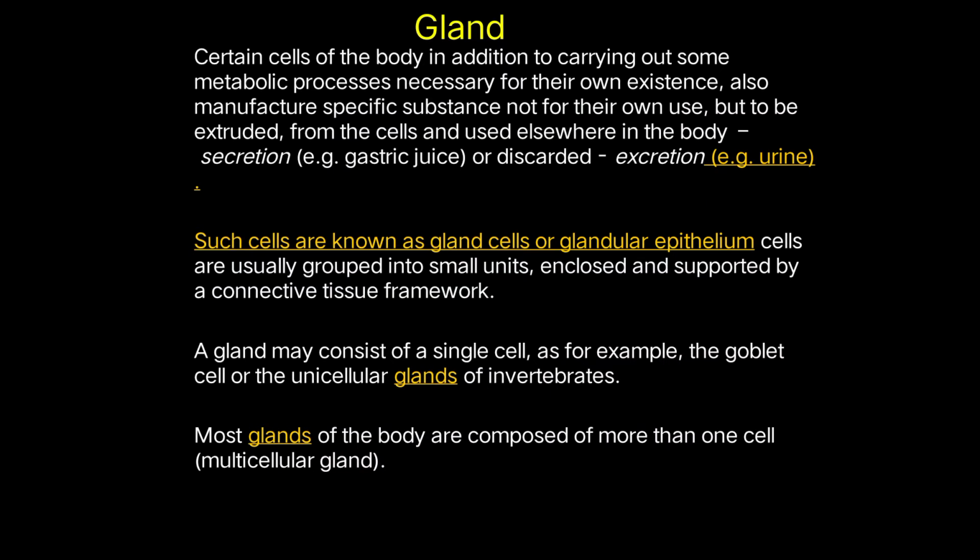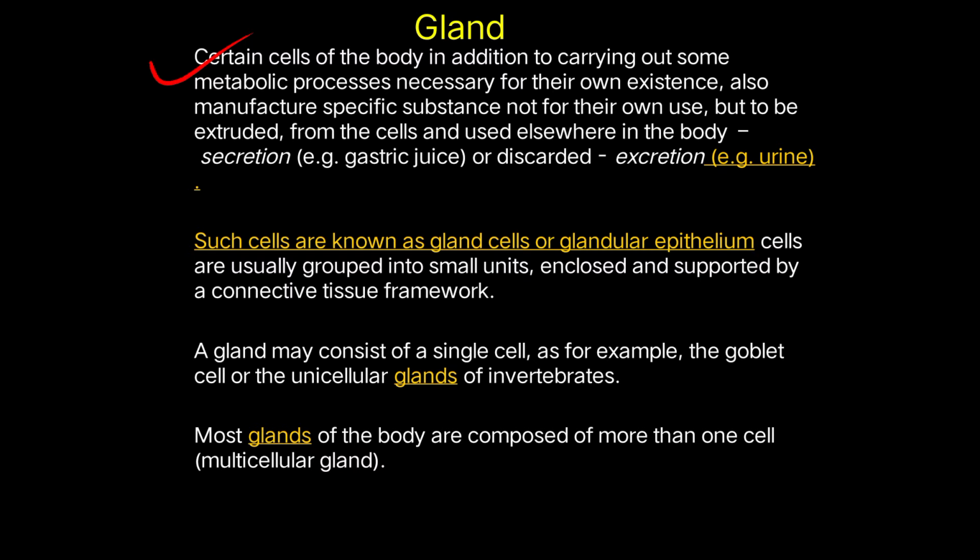Now what is a gland? Certain cells of the body, in addition to carrying out some metabolic process necessary for their own existence, also manufacture a specific substance, not for their own use but to be extruded from the cells and used elsewhere in the body. Okay, so these are specific cells that, in addition to the metabolic process necessary for their own existence, also manufacture some specific substance not for their own use but for use elsewhere in the body.